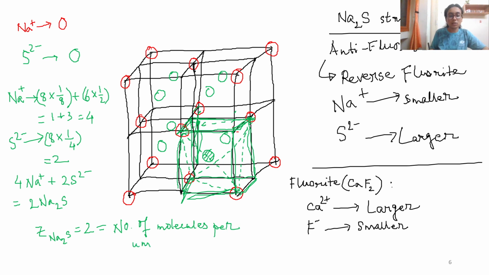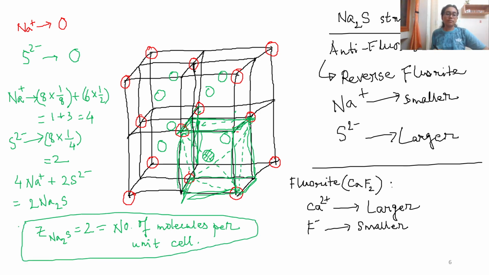Unit cell, right? Now, this is FCC, with one tetrahedral hole. In the case of calcium fluoride, it will be just the reverse. Calcium will be occupying the tetrahedral holes, being larger sized, and F minus will occupy the FCC sites.